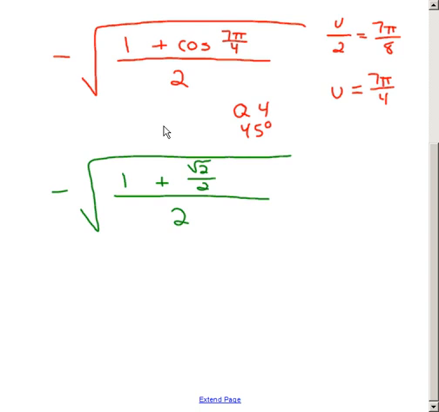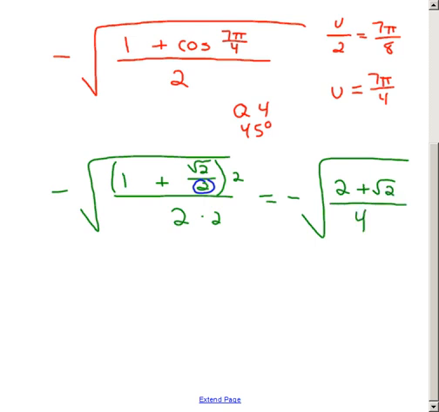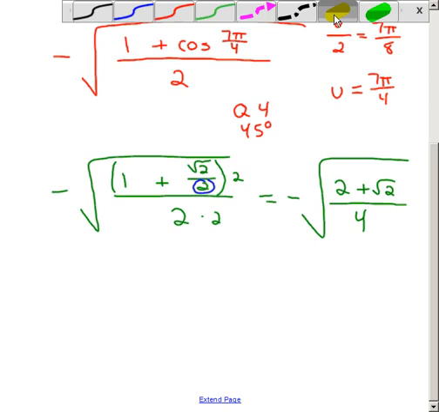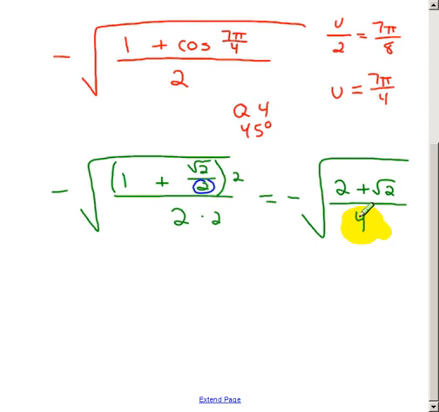Now from here, we need to simplify this. I personally don't like having the compound fraction there, so I will get rid of this compound denominator by multiplying everything top and bottom by 2. When I do that, I get negative square root of 2 plus root 2 over 4. We can simplify that a little because we have a square root with a 4 on the bottom, and the square root of 4 is 2. So your final answer is negative root 2 plus root 2 over 2. And that's it.